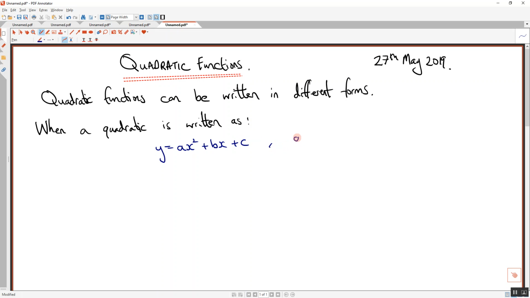We're going to put that a, b, and c are real numbers. A is not equal to 0. So when it's written in this form, ax squared plus bx plus c, we're just saying that a, b, and c are any real numbers, but a can't be 0. This is said to be in standard form.